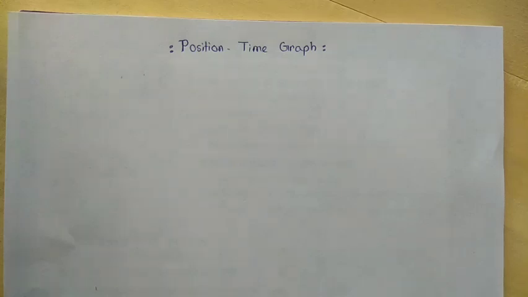So students, today's topic of study is position time graph. In a position time graph, we will deal with the locations of a body, or the varying locations of a body, with respect to time. Okay, we will show them in a graph. And in position time graph, we will get mainly three cases.